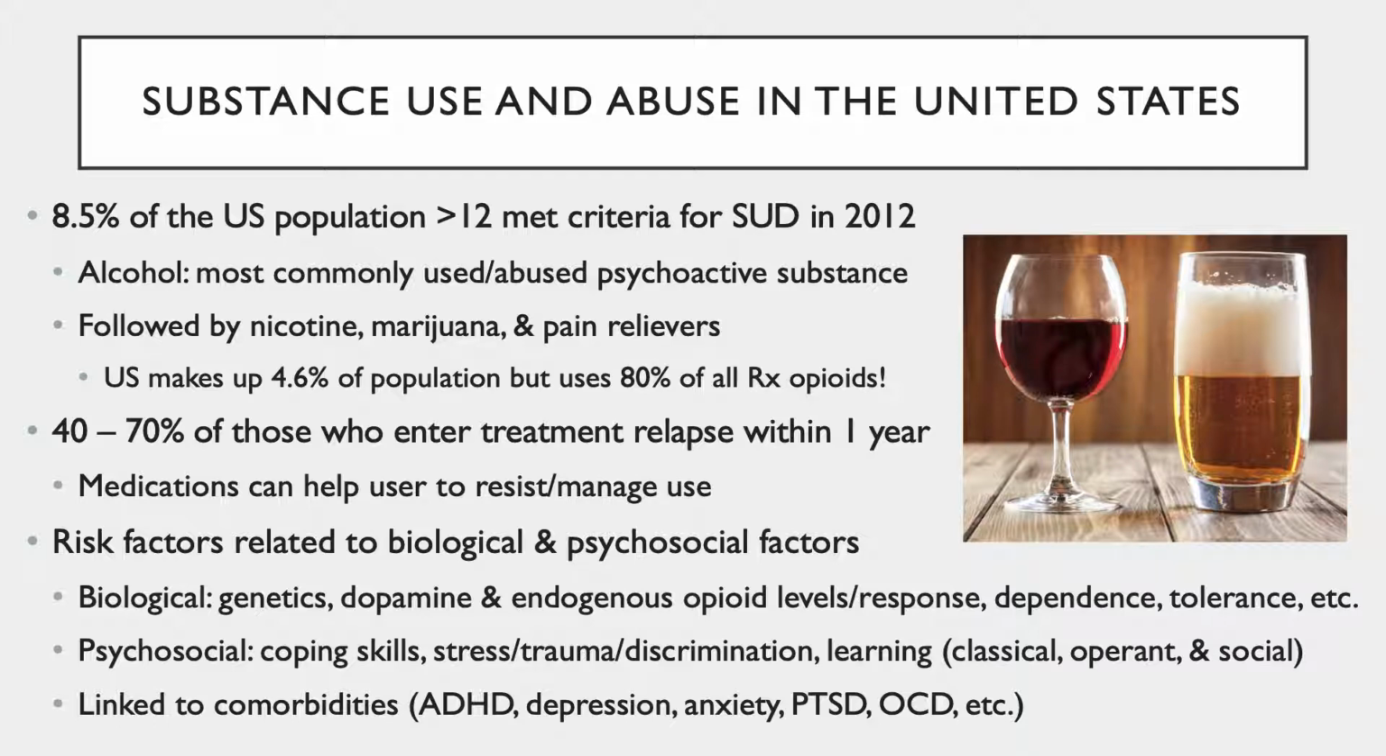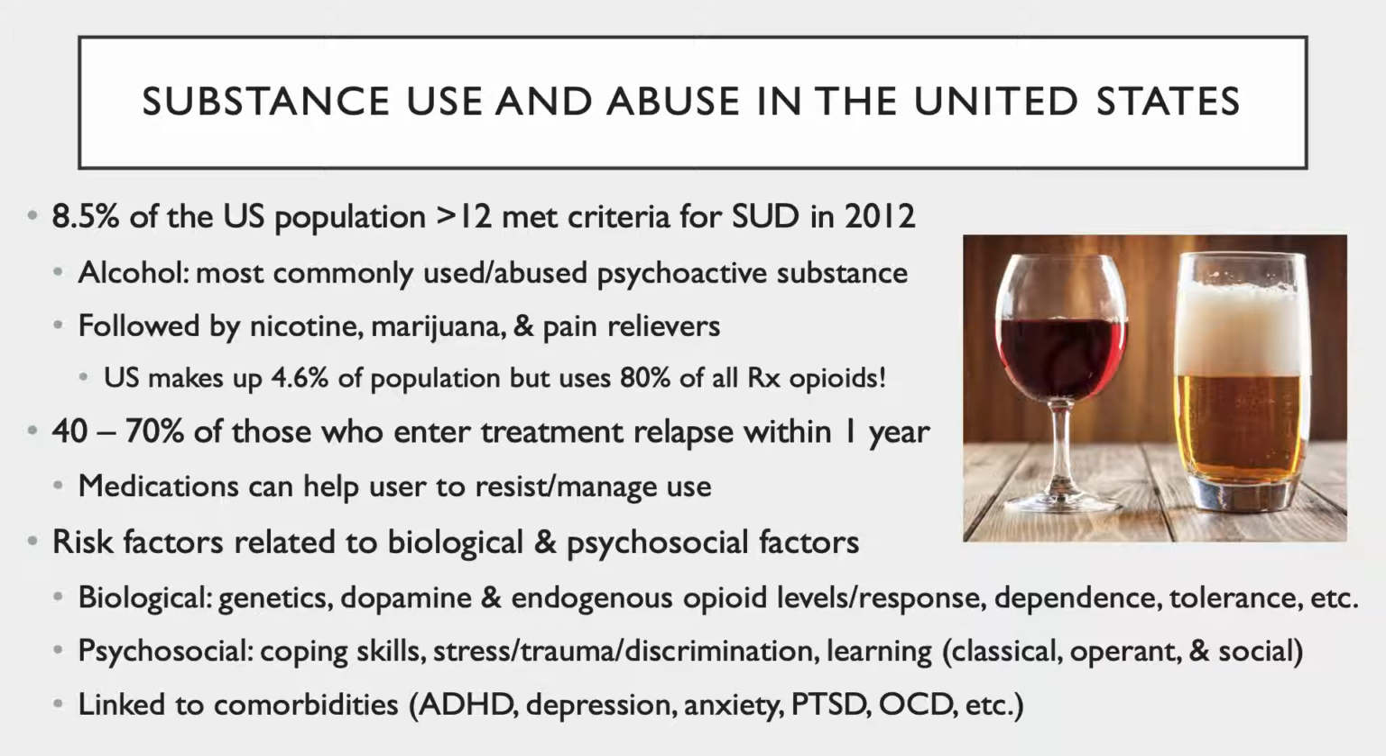Substances are very commonly used in U.S. society. All of the statistics presented on this slide are U.S. statistics, with research that is based on SAMHSA and the National Survey of Drug Use and Health. 8.5% of the U.S. population over the age of 12 met criteria for a substance use disorder in 2012. The research shows that alcohol is the most commonly used and abused psychoactive substance in U.S. society, followed in order by nicotine, marijuana, and pain relievers.